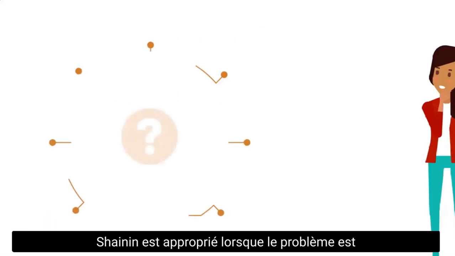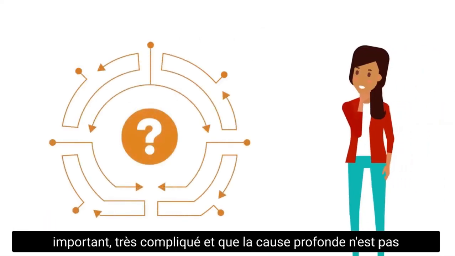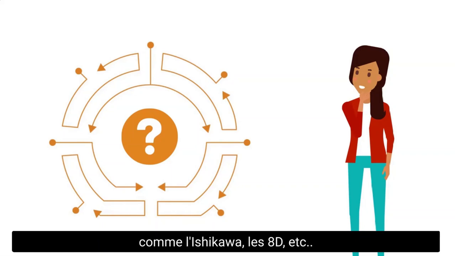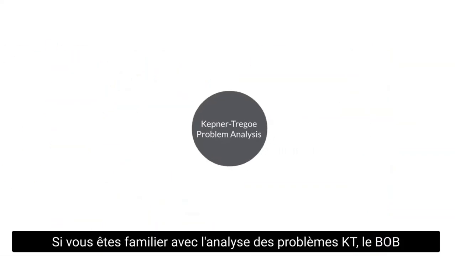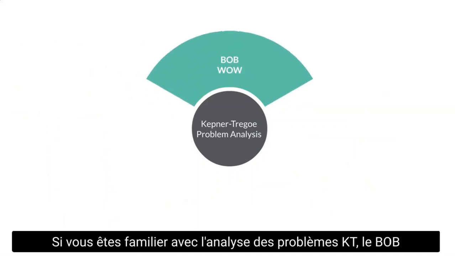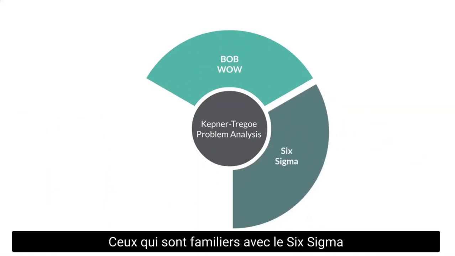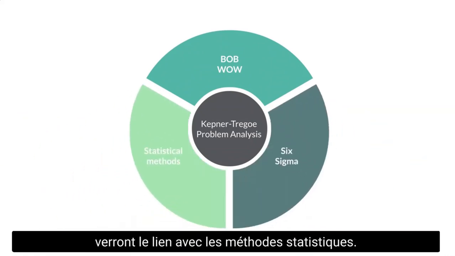Shainin is appropriate to use when the problem is large and very complicated, and root cause is not obvious after first trying simpler problem-solving methods, including fishbone, 8D, and so on. If you're familiar with KT problem analysis, Shainin's BOBs and WOWs can be likened to KT's is and is nots. Those familiar with Six Sigma will see the links to statistical methods.